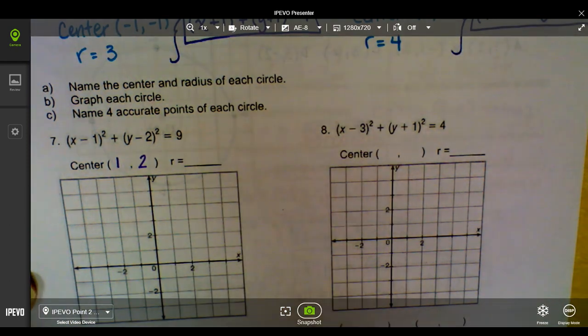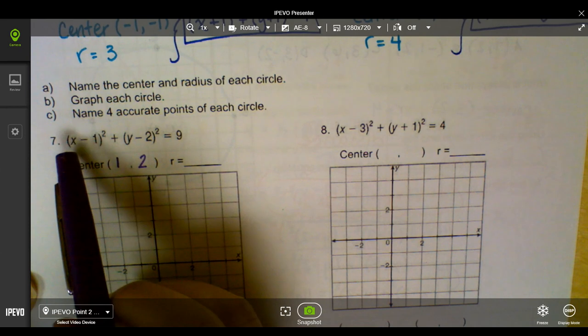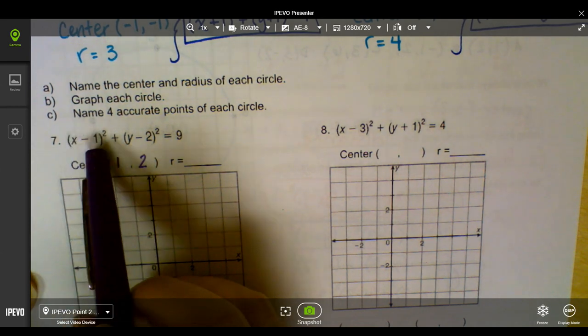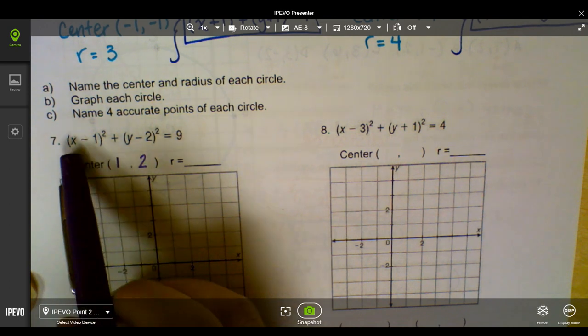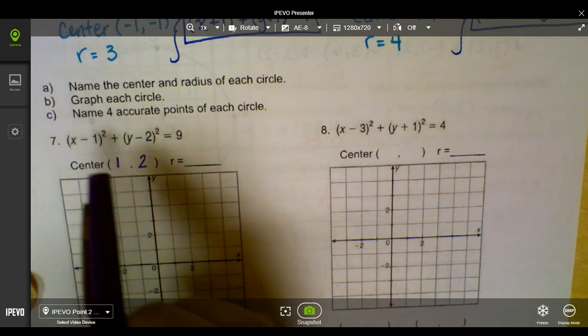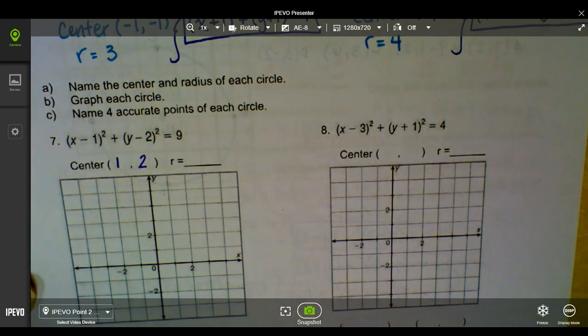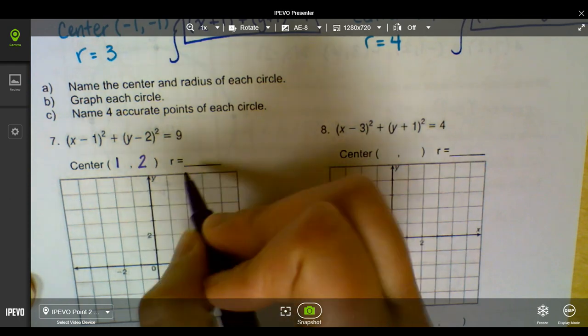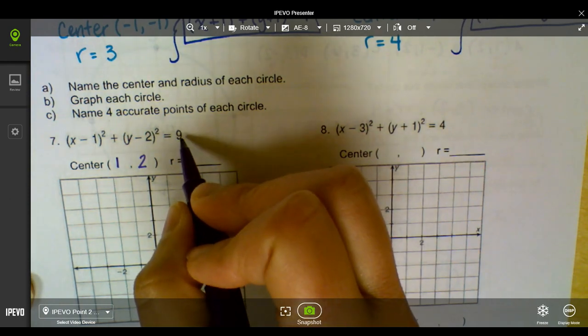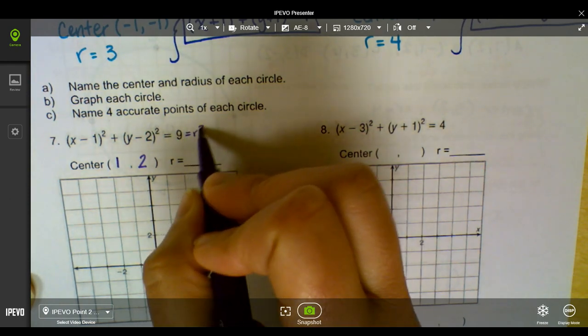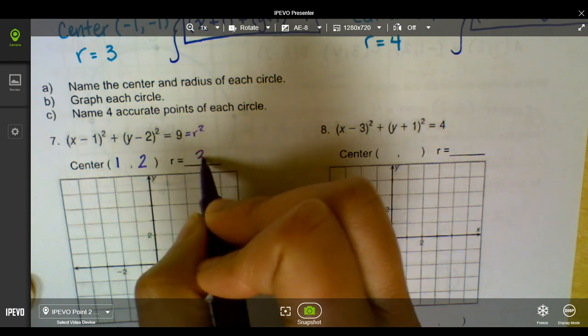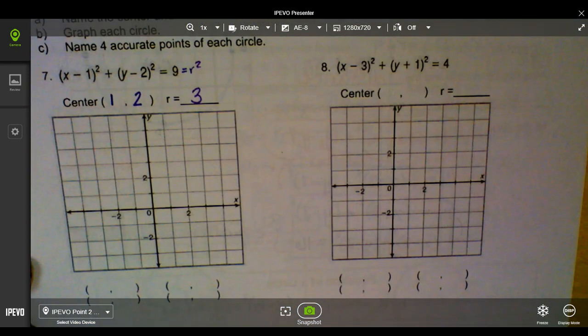Because remember, the formula says x minus whatever the value is. So x minus +1 is x minus 1. If this was +1, we would have to have x minus -1. So it's always going to be the opposite. So the quicker you remember that, the better. All right, and then we have to know that this is not our radius. This is our radius squared. So we have to take the square root of this, which is just going to be 3.